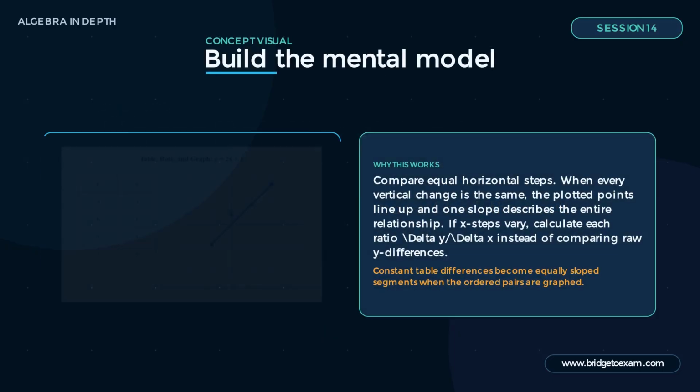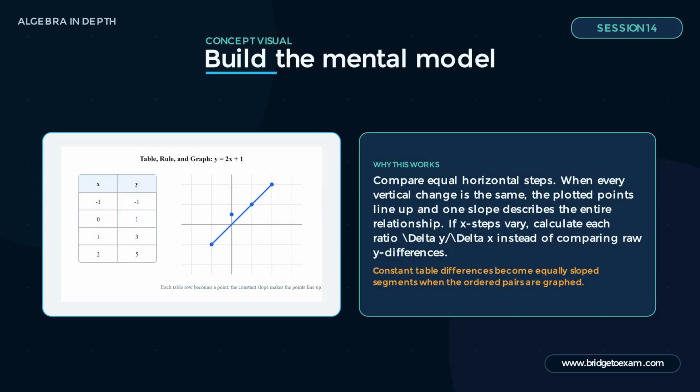The visual gives us the central idea. Compare equal horizontal steps. When every vertical change is the same, the plotted points line up and one slope describes the entire relationship. If x steps vary, calculate each ratio, delta y over delta x, instead of comparing raw y differences. Use this first move: check x spacing before comparing y values. Then, calculate slope from at least two intervals.